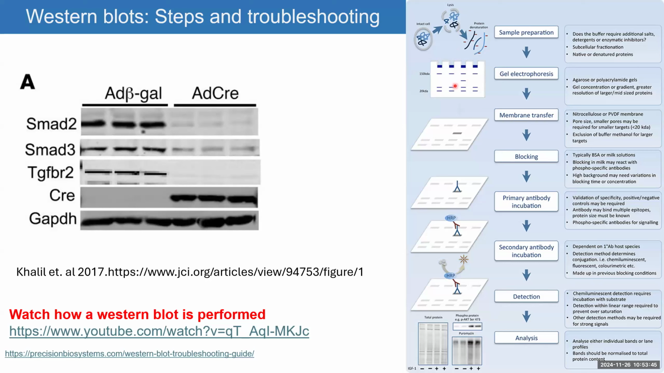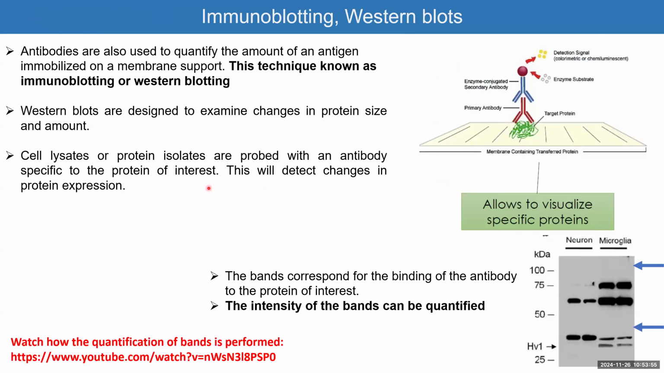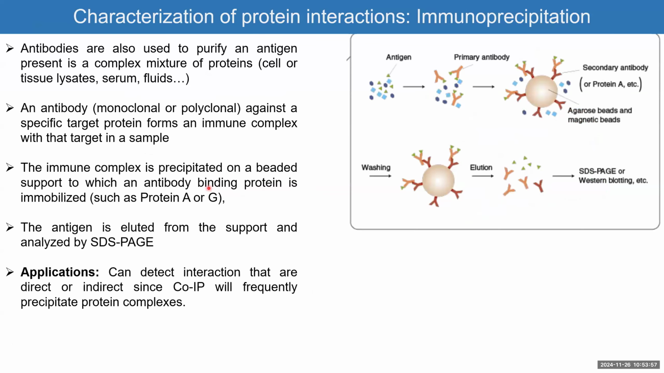We have to load your pull down material back to a gel, put the antibodies against A or B, and then detect if A or B are there. So let's describe the immunoprecipitation. The antibodies are also used to purify an antigen present in a complex mixture of proteins, meaning more than one protein binds to each other.